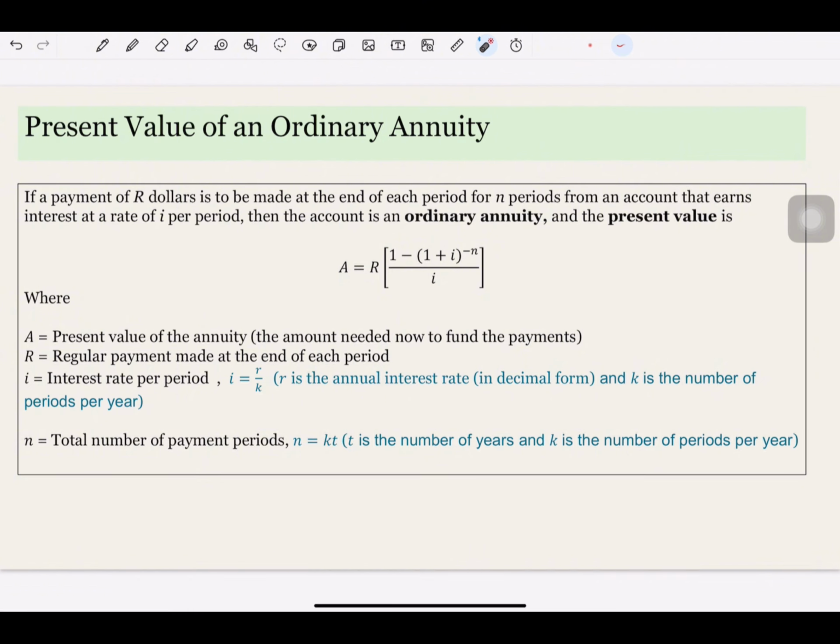Actually, this formula helps to determine how much money to set aside today if you want to make regular withdrawals in the future, like funding a retirement account, a scholarship, or repaying a loan. Okay, so now let's try to come up with some examples to understand this formula.